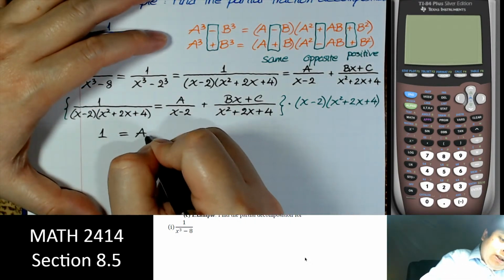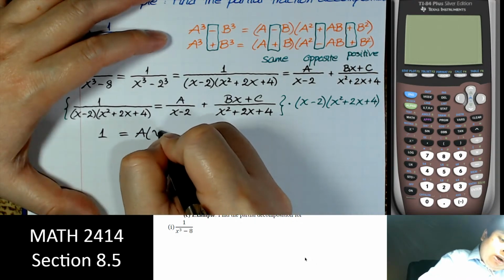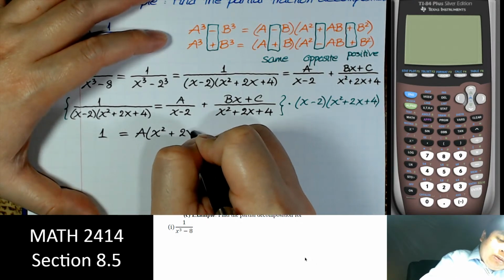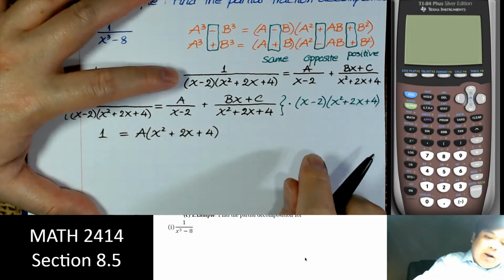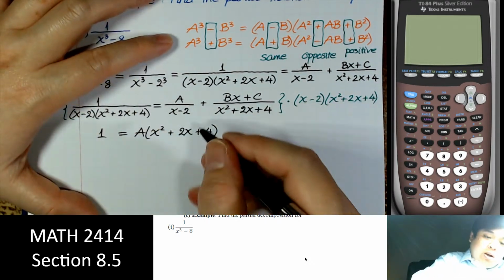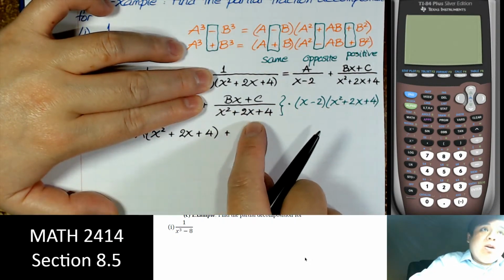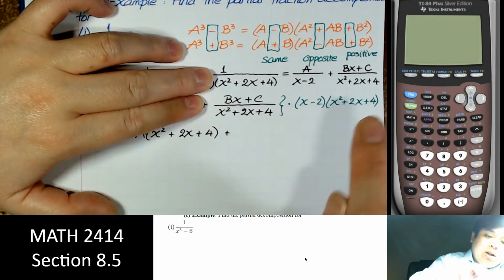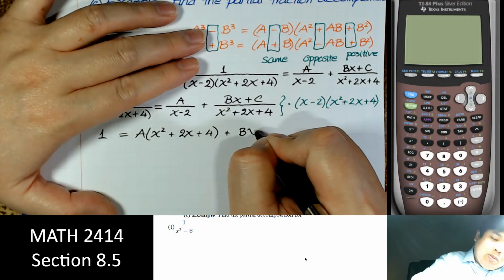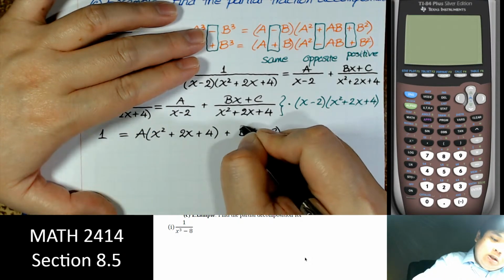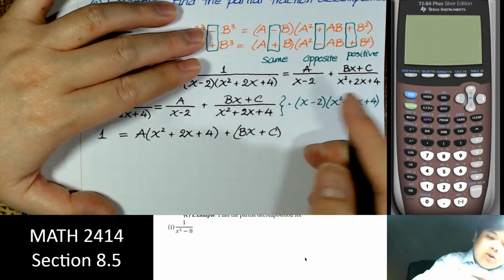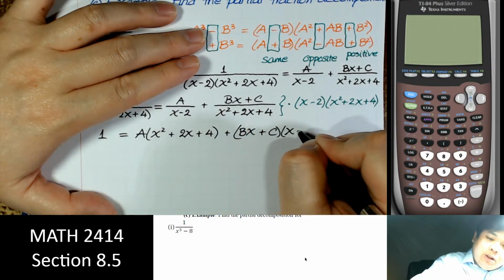So we have A(x squared plus 2x plus 4), right? The x minus 2 cancel out. And then plus, when we multiply this 2, the x squared plus 2x plus 4 cancel out. So we have (bx plus c) times (x minus 2).